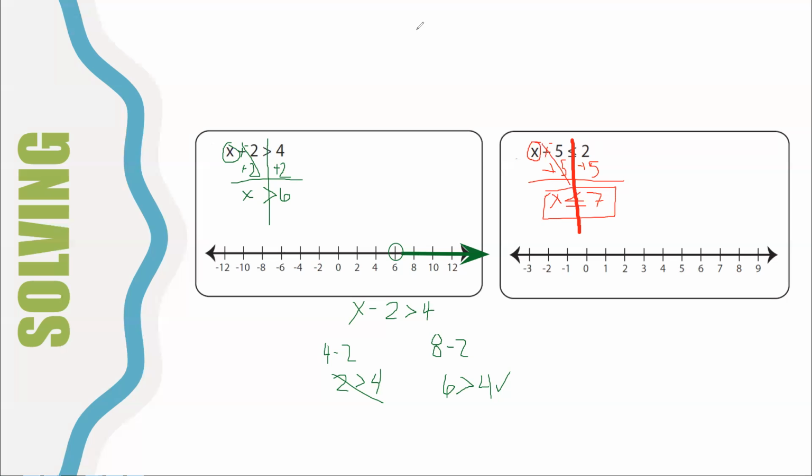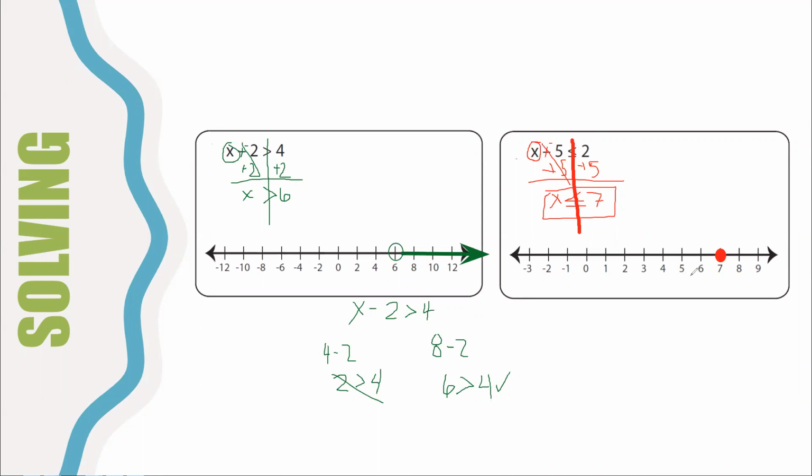Now we have to graph our solution. So the first thing that we're going to do is draw our circle. And I know this time it's going to be a closed circle because of this or equal to. So I'm going to do that where 7 is, positive 7. So now that I've plotted my circle, I have to figure out which direction my arrow is going to go.